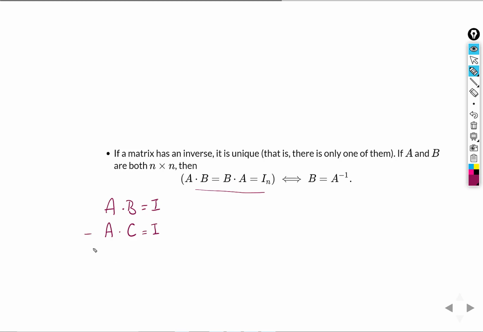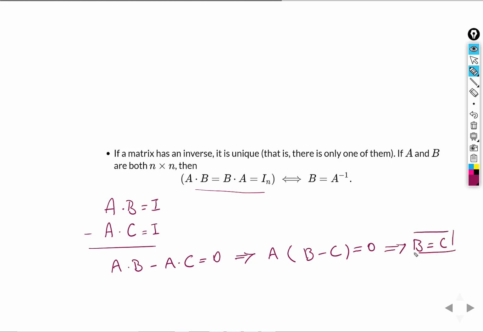Now if we subtract these two equations, we get A times B minus A times C equals 0. We can factor A, and we get A times (B minus C) equals 0. Now, A cannot be 0 because we are talking about invertible matrices. Therefore, B must be equal to C. So we learned that the inverse is unique.